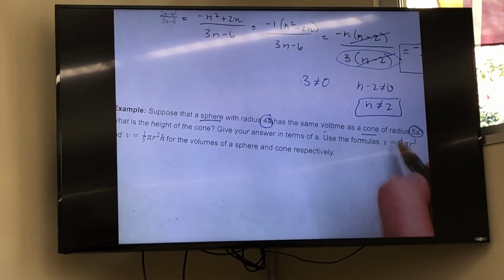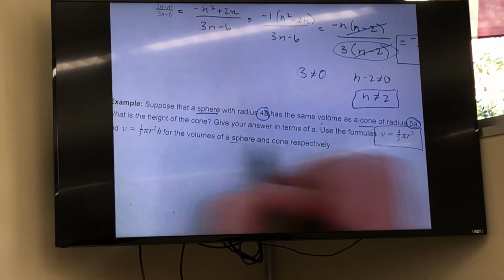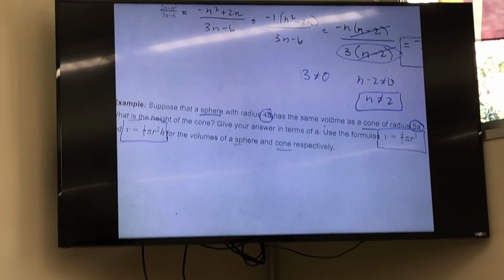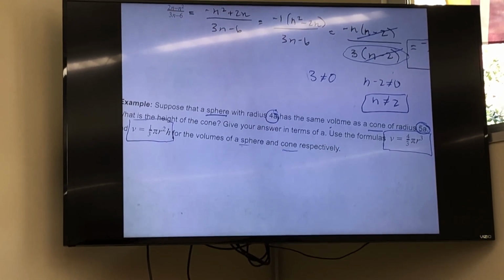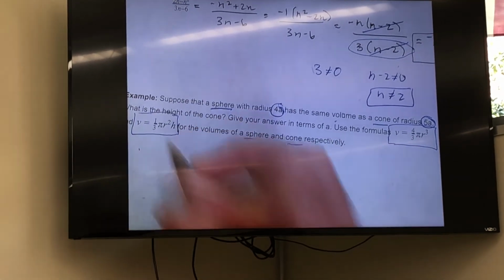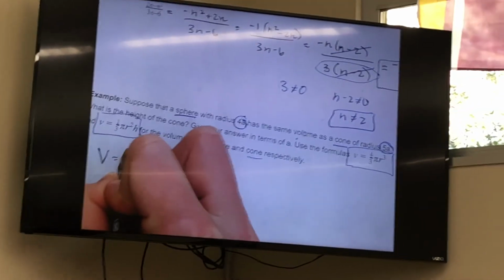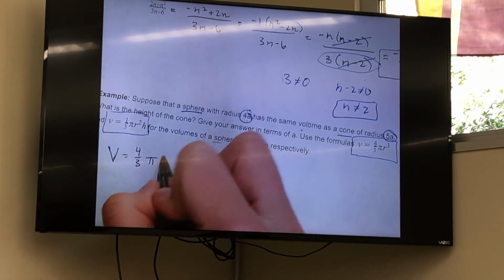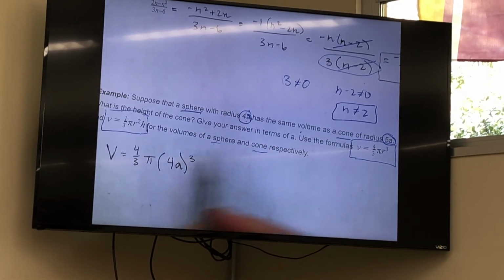So here's our formulas. V is that for our sphere, and V is this for our cone. They've given us the radiuses, so we're going to plug that in for our R values. There's two separate ones, so I'm going to do them side by side for now. My first one, for my sphere, volume equals 4/3 pi, and I'm plugging in my R. Put it in parentheses because there's two things to a power. So that was my first one.